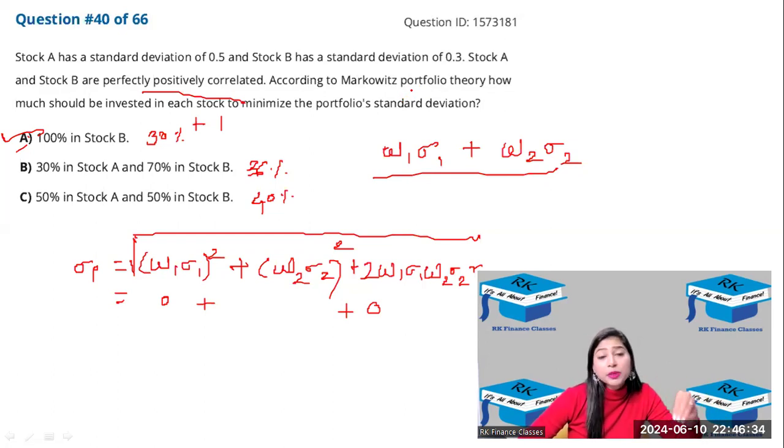Now, why only 100% in stock B? Why not 100% into stock A? Let's assume if option B had given 100% in stock A, which one do we choose? We want minimum standard deviation, meaning we want minimum risk. So where is the minimum risk? The standard deviation of stock A is 0.5 and the standard deviation of stock B is 0.3. So the standard deviation for stock B is low. So we'll invest 100% into stock B so that we'll have the minimum risk for the portfolio. Yeah, so directly also you can get to the answer. So the answer is A.